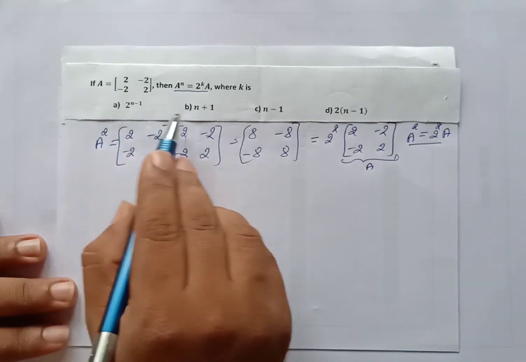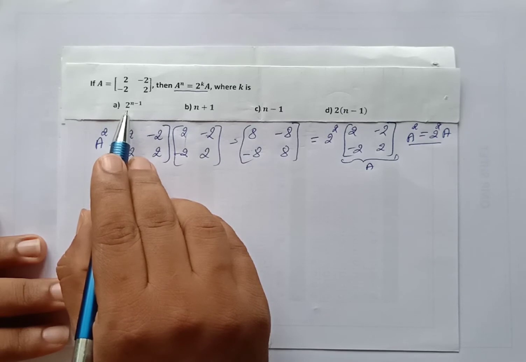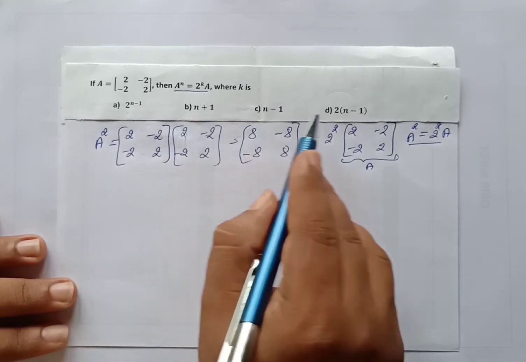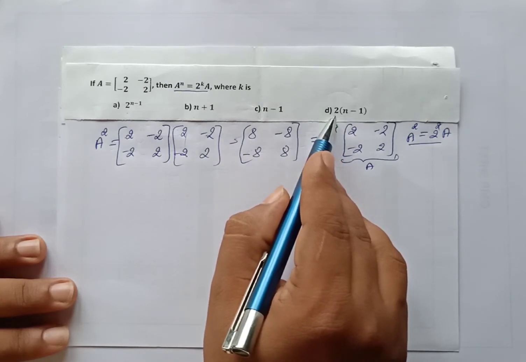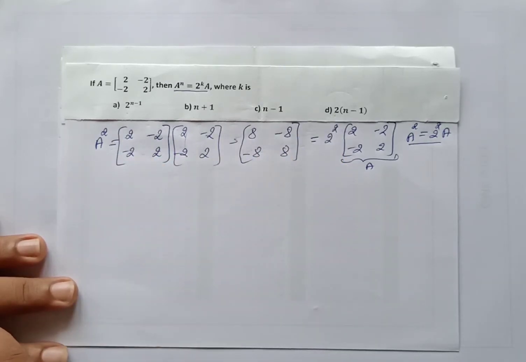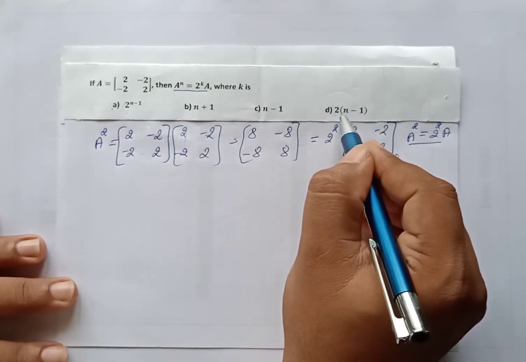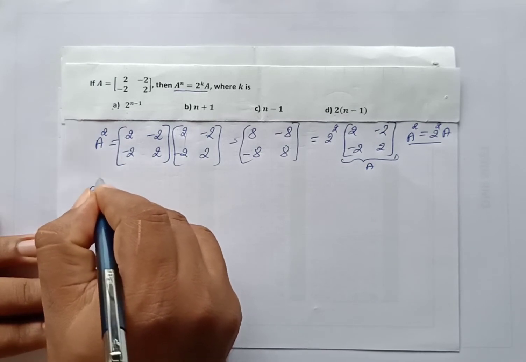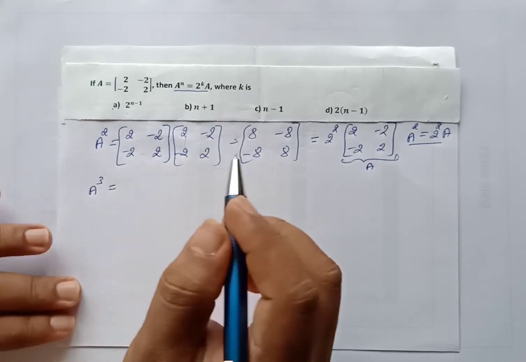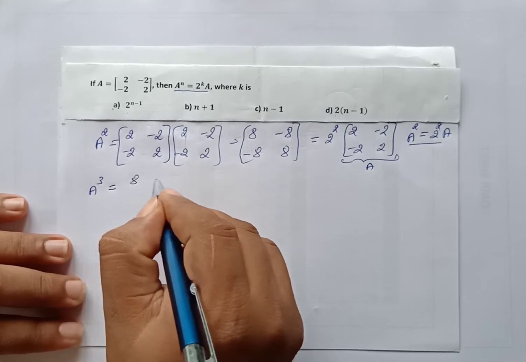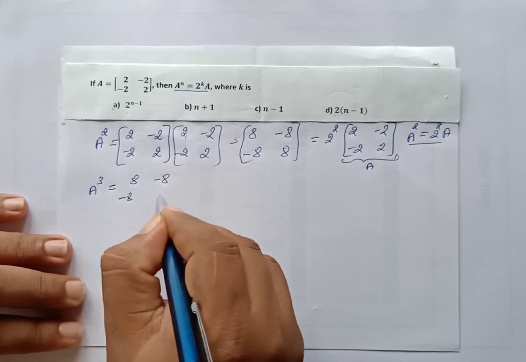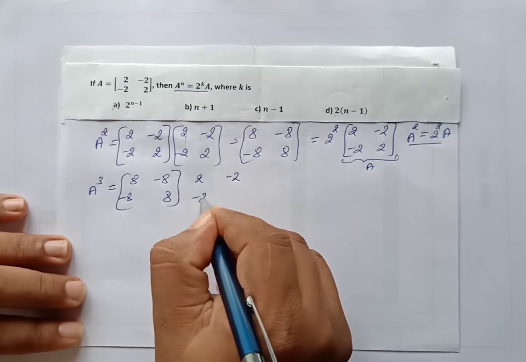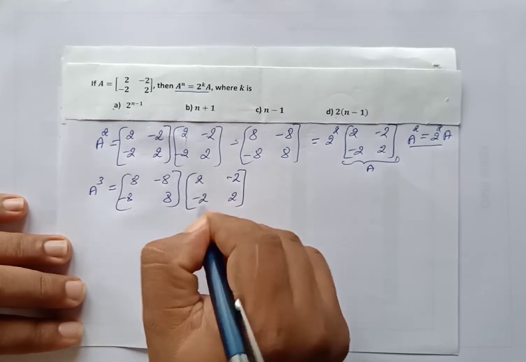If you substitute in the options, if you take n equal to 2, we are going to get 2 here, 3 here, 1 here, and here also we are going to get 2. That means with this it is not possible to get the answer. Option A and option D, from both we are going to get k as 2. So that's not possible. So calculate A cube. What is A cube? A square into A: 8 minus 8, minus 8 8, into 2 minus 2 minus 2 2.